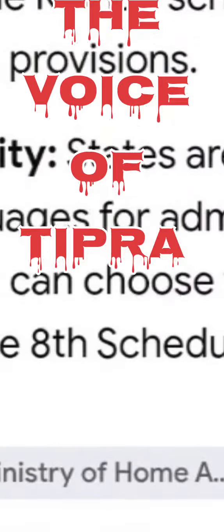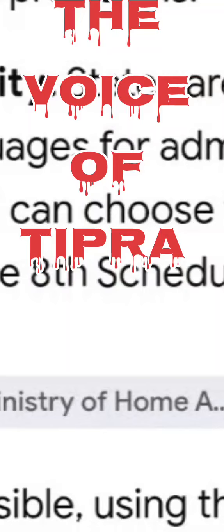3. No fixed criteria. The criteria for including languages in the 8th Schedule are not fixed, and there is no explicit bar or approval of the Roman script in the constitutional provisions. And 4. State authority. States are free to adopt regional languages for administrative purposes and can choose the script, but inclusion in the 8th Schedule is a central government decision.